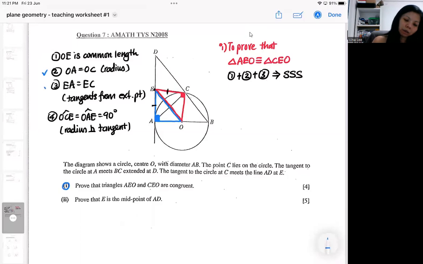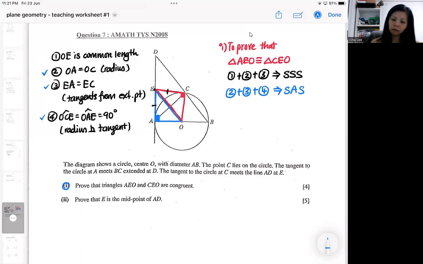And I decide to use the tangent at the point, and I decide to use the 90 degree. So if you decided to use these three instead, what do you think will be the property? What will be the congruency test? It will be SAS. So if you decide to use these three properties, then it will fulfill the SAS property.